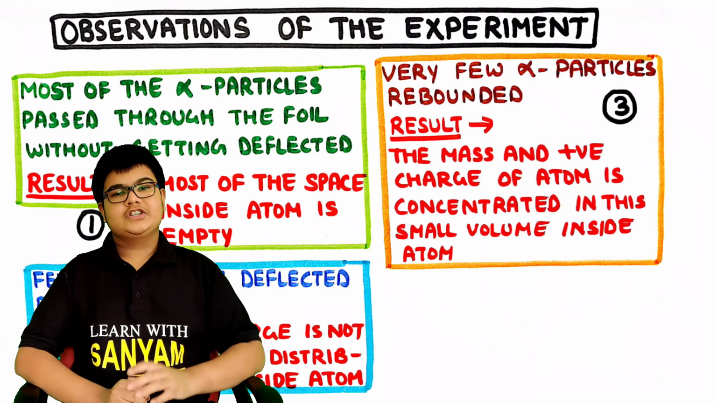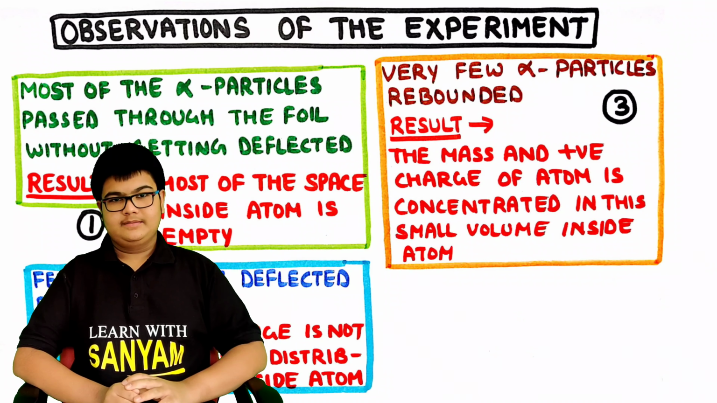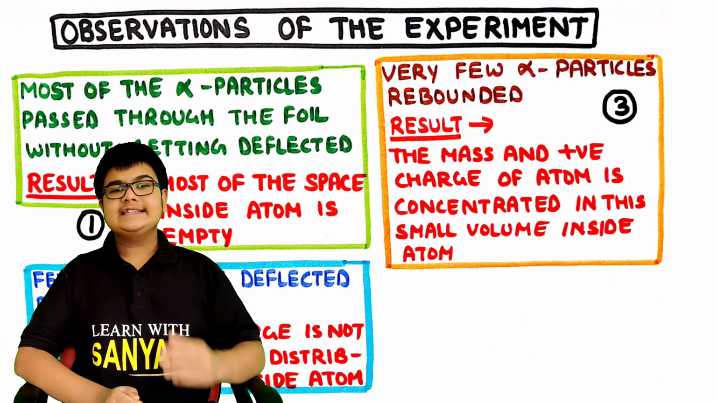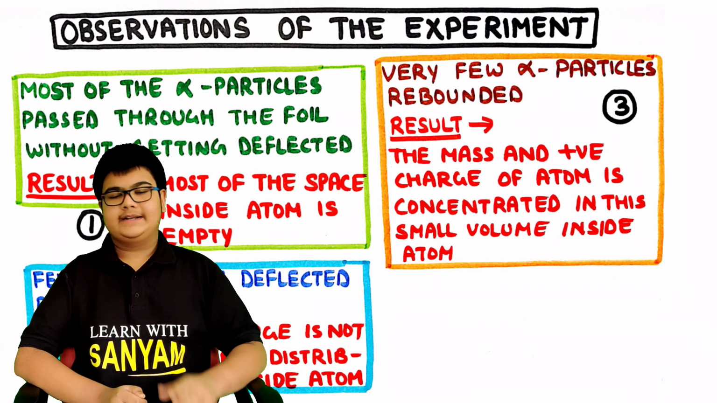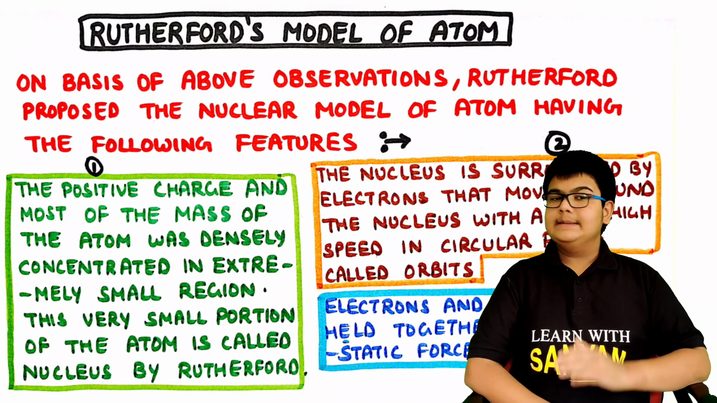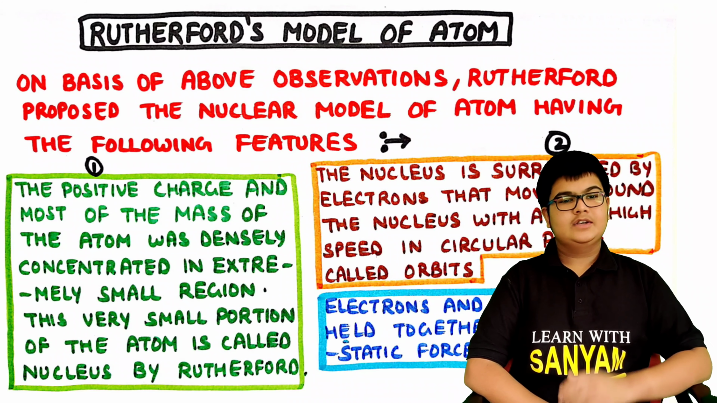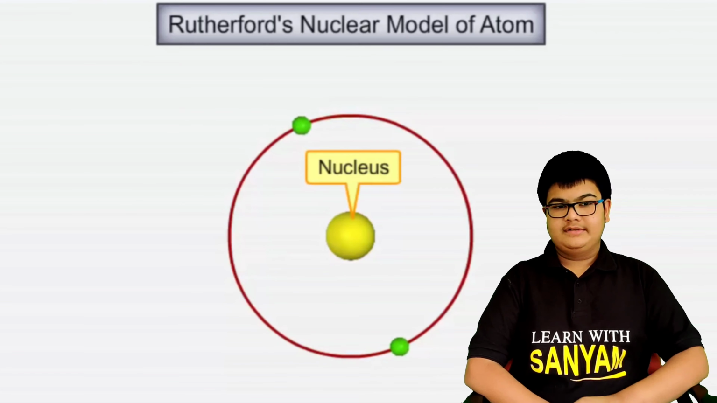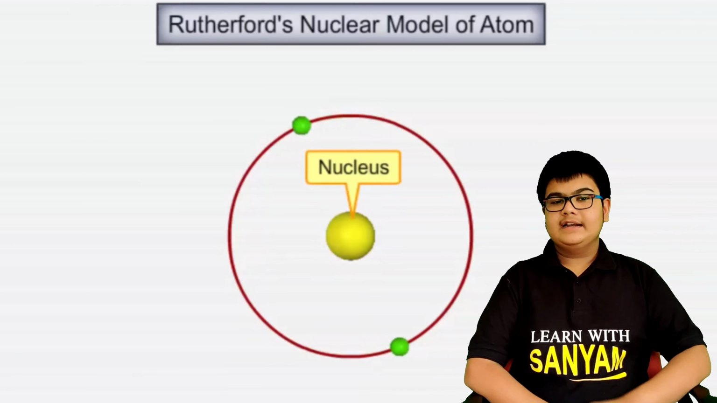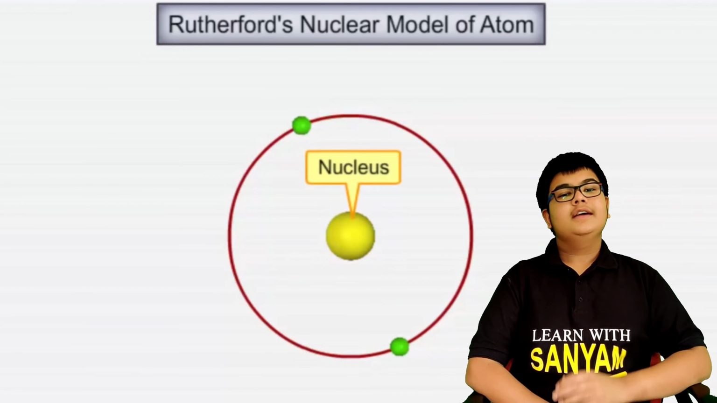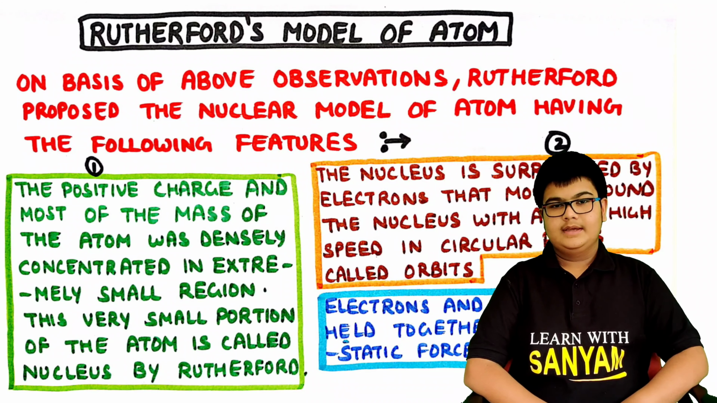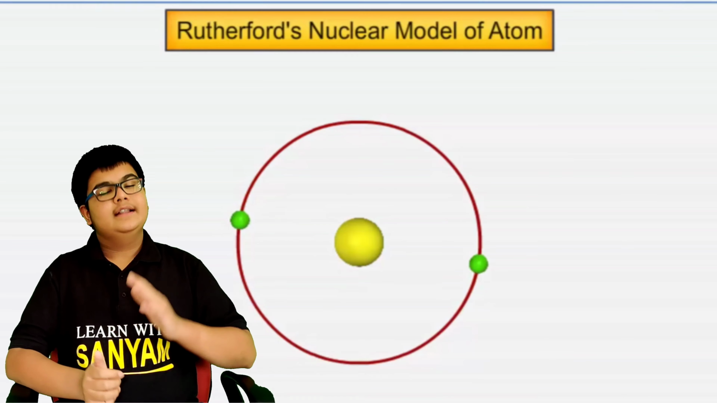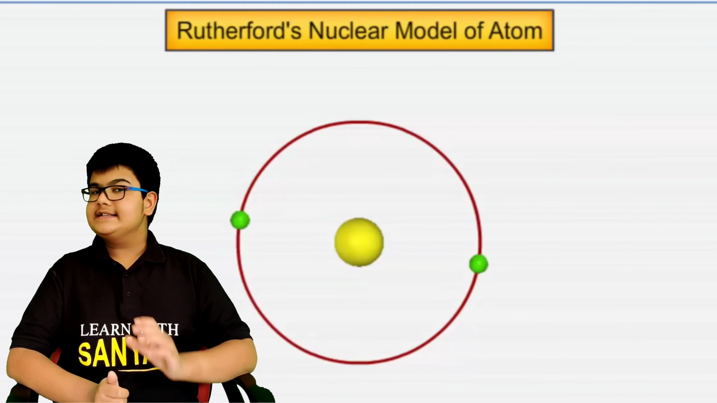So by these observations, Rutherford came to a conclusion. And his conclusion was Rutherford's model of atom. So let's see the main features of Rutherford's model of atom. First, the positive charge and most of the mass of the atom was densely concentrated in an extremely small region. This very small portion of the atom was called the nucleus by Rutherford. The nucleus is surrounded by electrons that move around it with very high speed in circular paths called orbits.